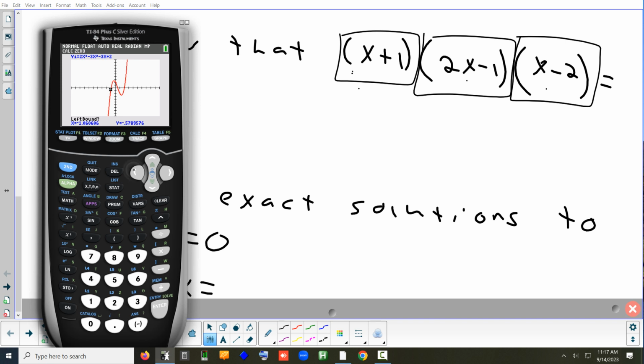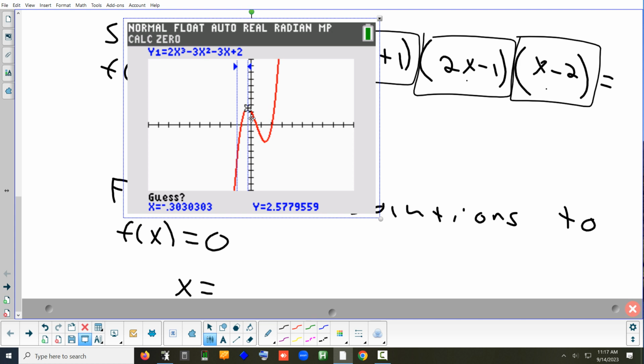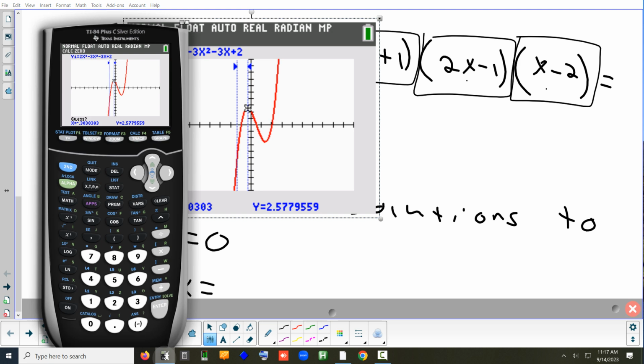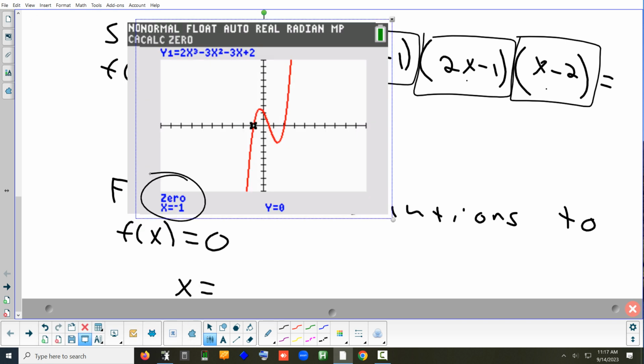So let's do this one all the way on the left. Pick a point that is somewhere to the left, and then hit enter. Pick a point somewhere to the right, hit enter. And now we've got 2 vertical lines that are kind of marking where we think it crosses, and it's going to look in between them once I do the guess. Just put the guess kind of close and see what it tells you. There's your 0. -1 is one of the x values you can plug in to get 0.